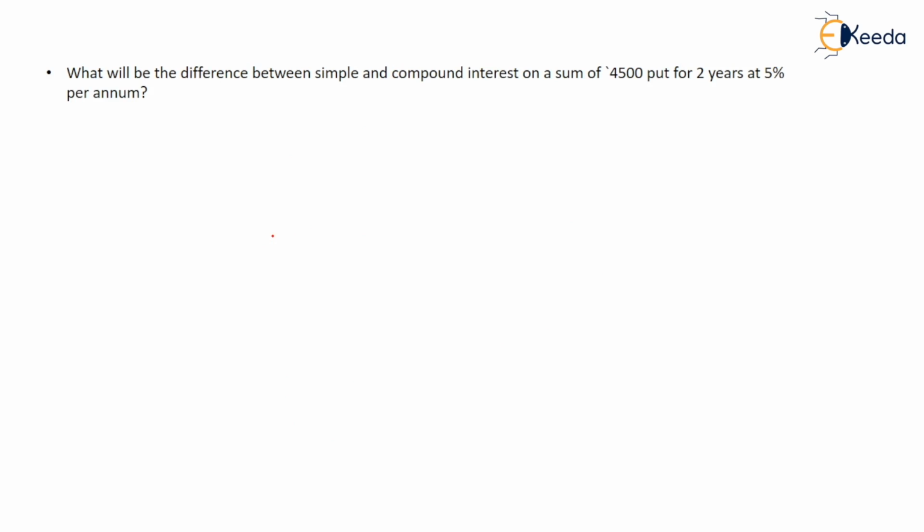What will be the difference between simple interest and compound interest on a sum of 4,500 put for 2 years at 5% per annum? Here they ask you the difference between simple interest and compound interest. So here you have a formula for it. It is the difference of compound interest minus simple interest. It is always compound interest minus simple interest because you earn more in compound interest than in simple interest.